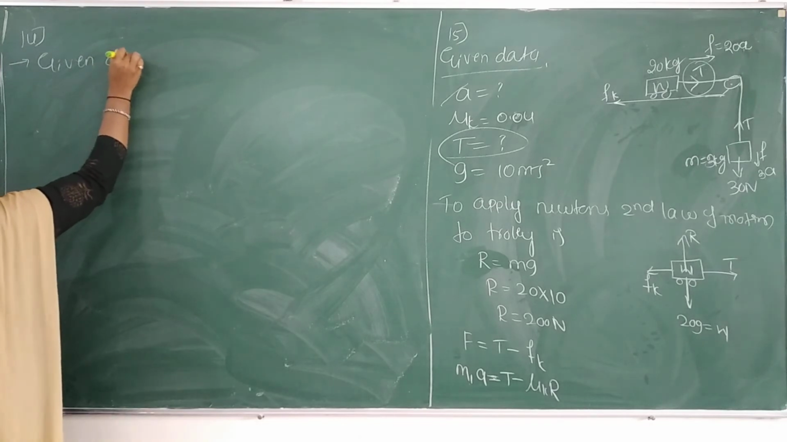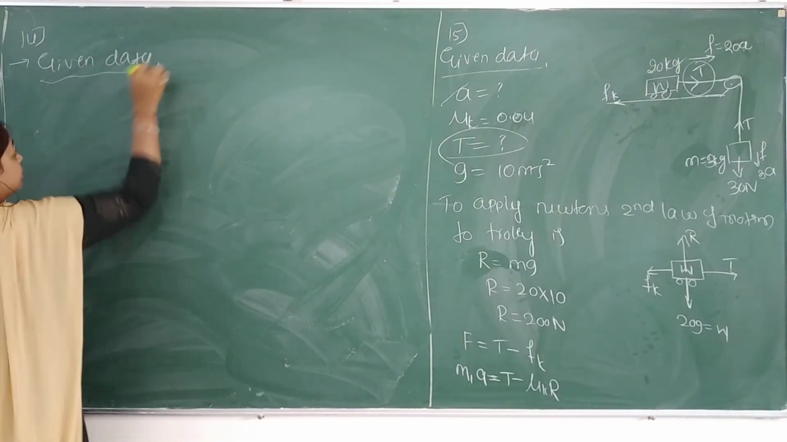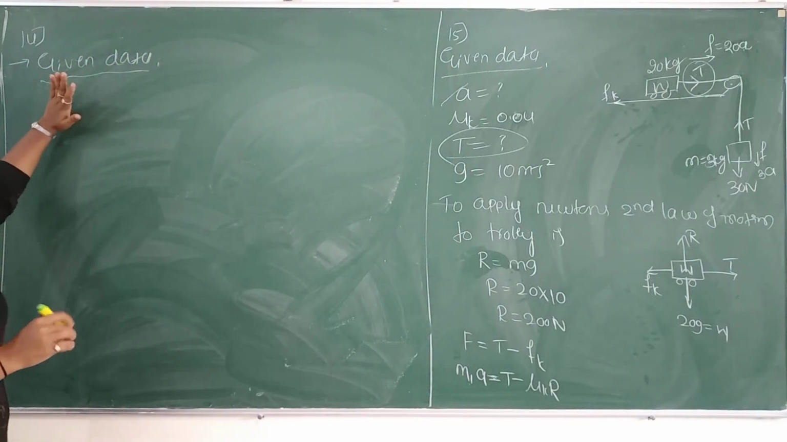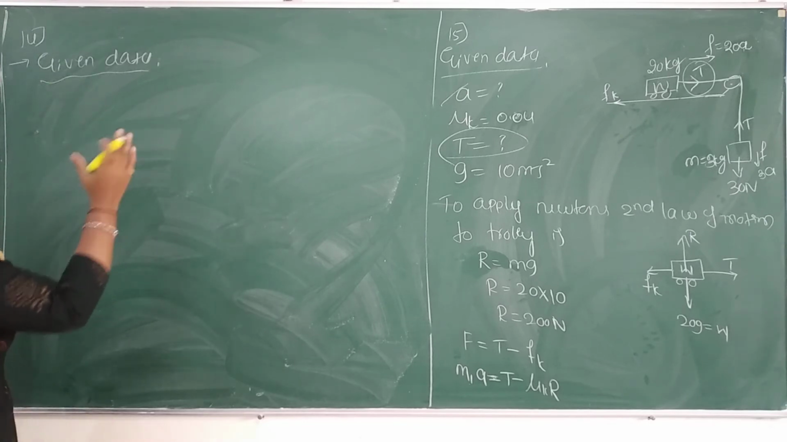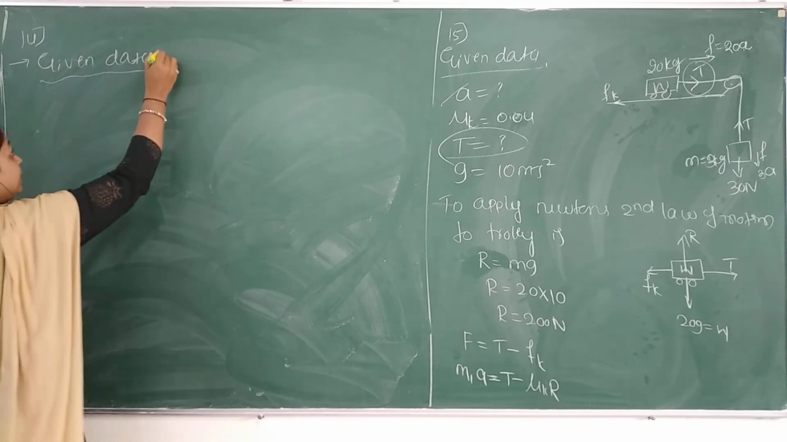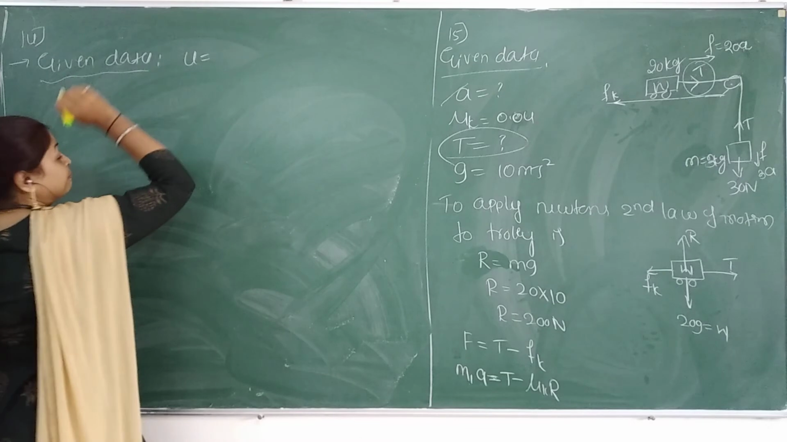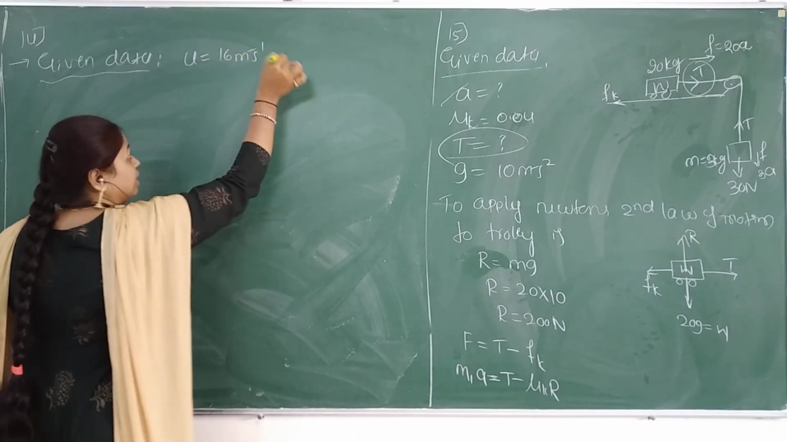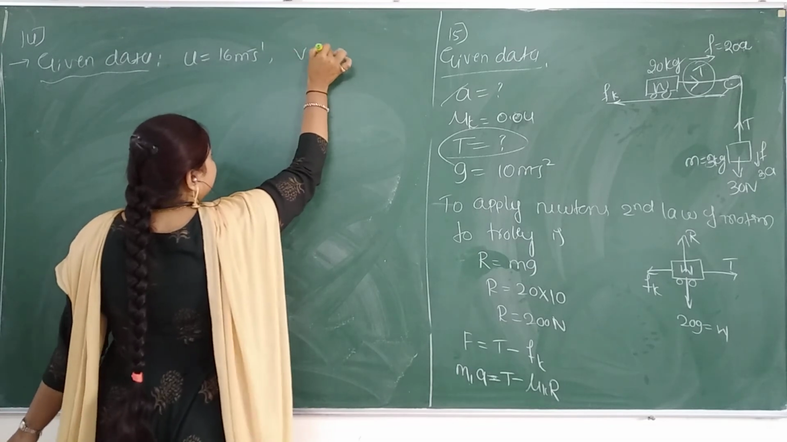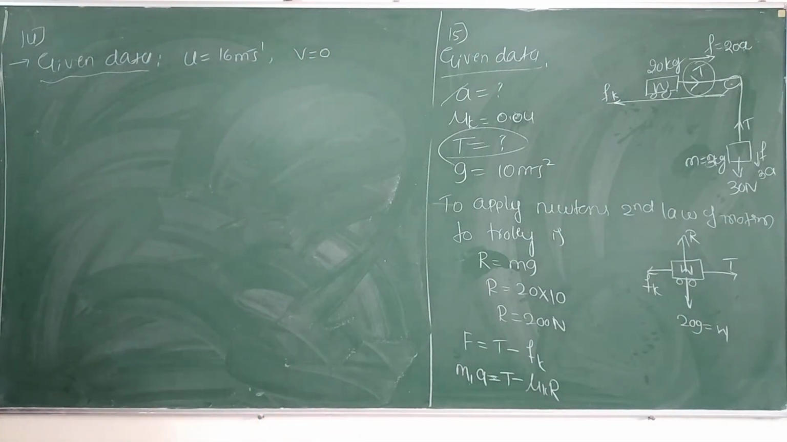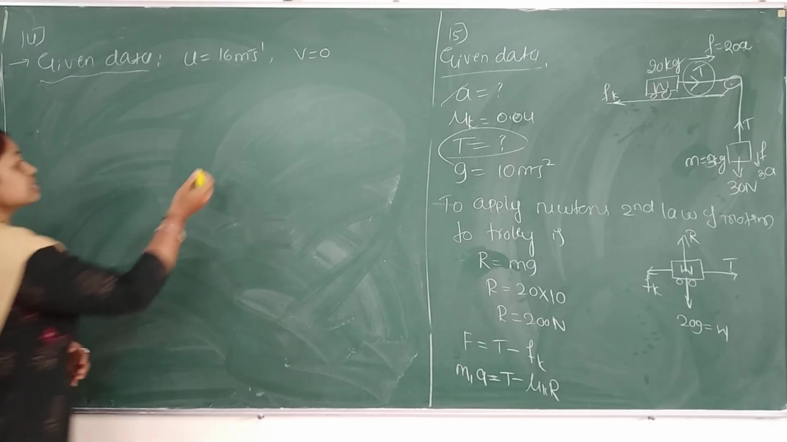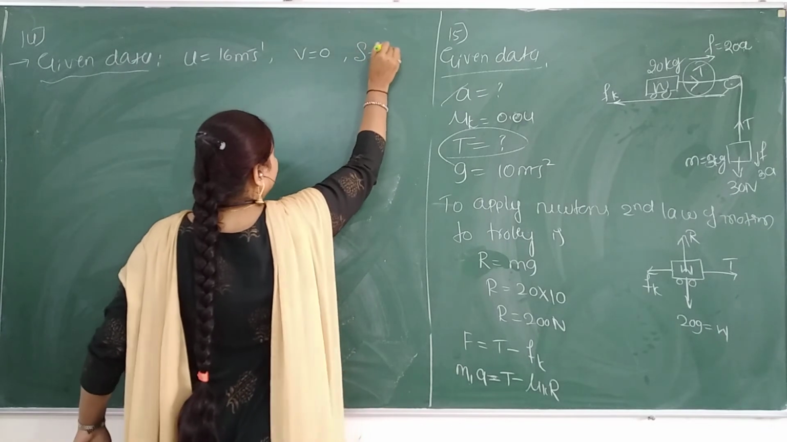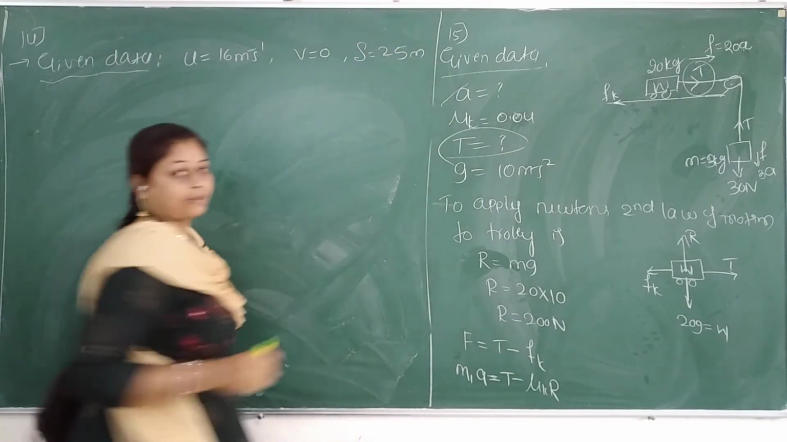Given data. See, I am writing for every question. You have to write. First, what should you do? As soon as you see the question, write the data, and if there is a diagram, draw the diagram. Now tell me, initial velocity is given, 16 meter per second, and it is coming to rest, means final velocity will be 0. Next, after covering a distance of 25 meter, means distance S is equal to 25 meter.